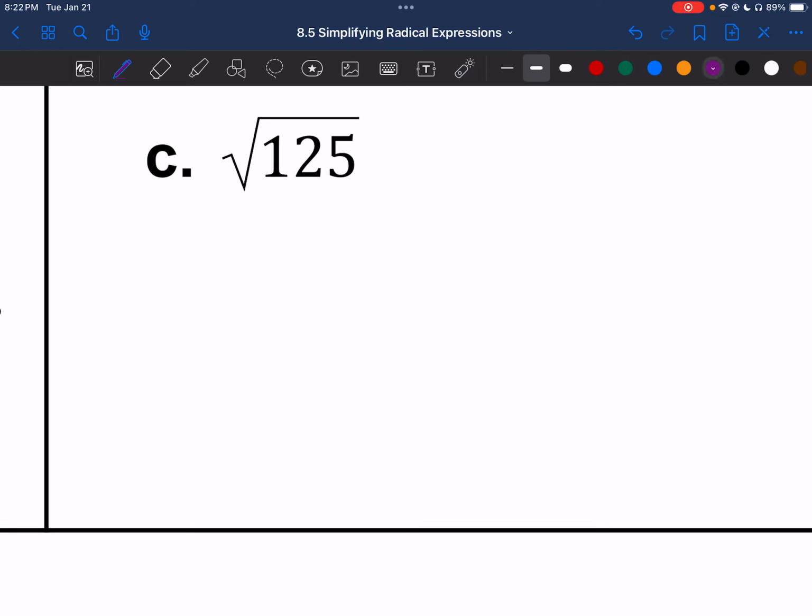All right, so 125 ends in a 5, so I know it's divisible by a 5. And 125 divided by 5 is 25. If you remember from our work yesterday, that is simply 5 cubed. Again, we're taking the square root, so we have one pair of 5's, so we bring that out, and we have left inside our radical a 5.